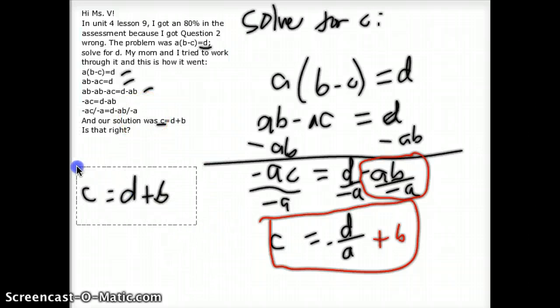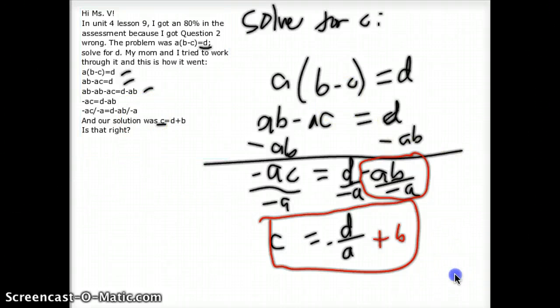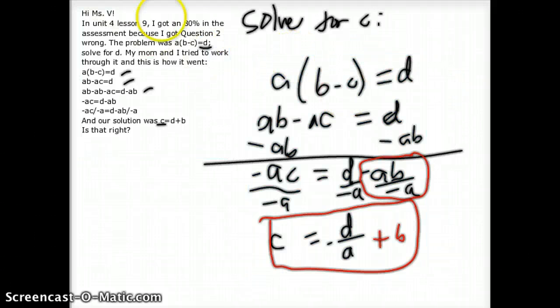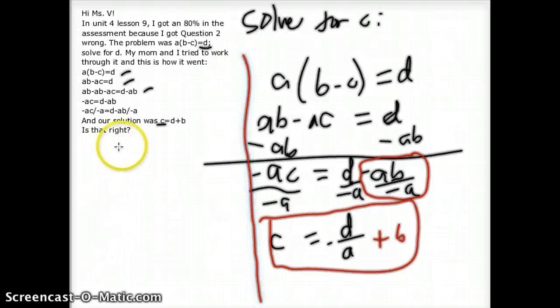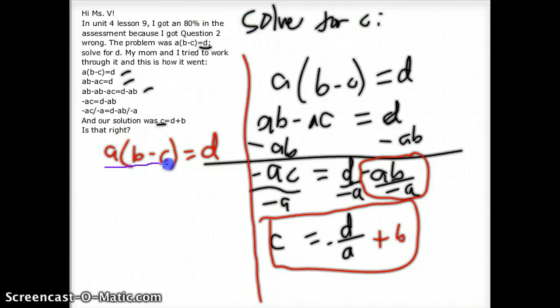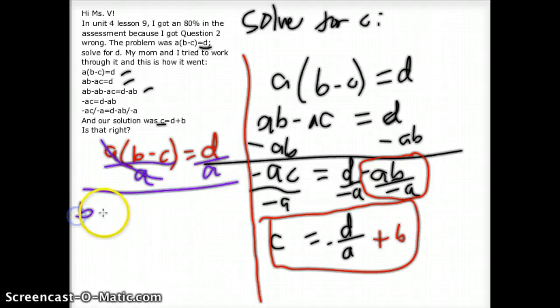Let me show you the other way, which might be a little easier. I'm not sure. We'll see. Okay. All right, I'll just try to do it in this little space. So A times B minus C is equal to D. Now, instead of distributing, what if we just divided both sides by A already? That way we're done with the A's on the left-hand side. Then we have B minus C is equal to D over A.